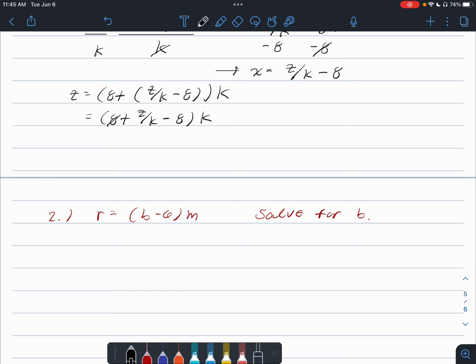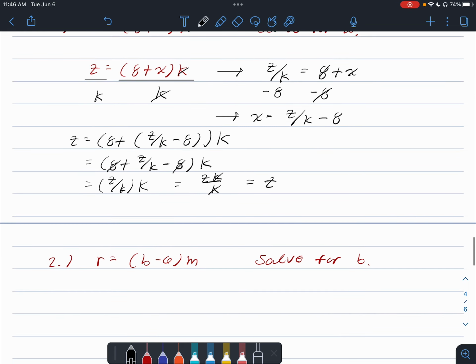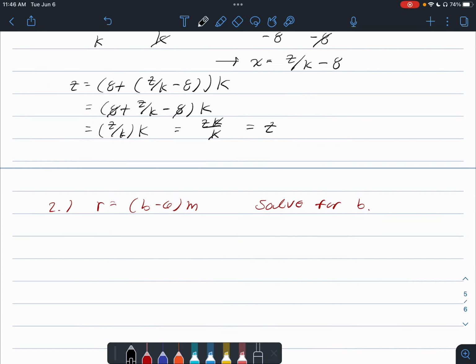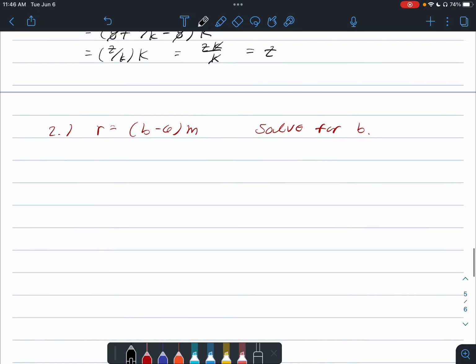If we combine like terms, we'll see that these two disappear. We have 8 minus 8, so we get 0. So we just have z over k times k. And this is equal to z times k over k, where these k's will cancel, and we just get z back. So z is equal to z. So we know then that x must be equal to z over k minus 8. Again, this is probably something that you could do if you're on an exam and you have a little bit of extra time and you want to check your work and make sure you did all the calculations correctly. Not something you have to necessarily do every single time.